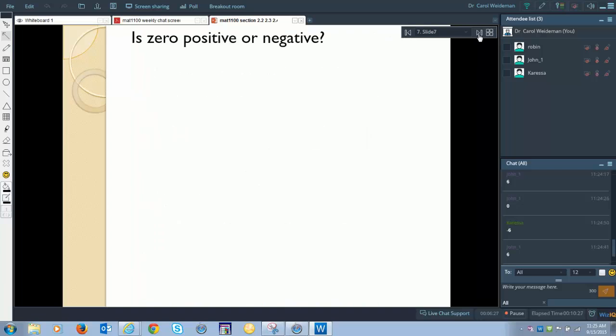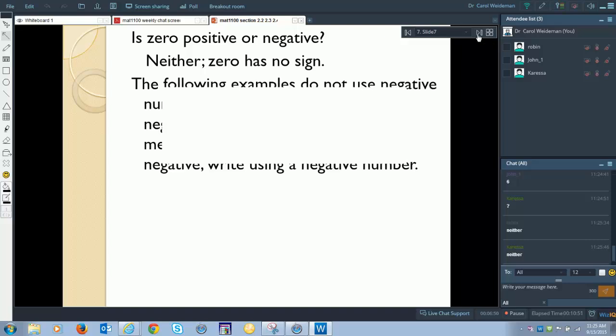Is 0 positive or negative? How about 0? Positive or negative? Very good, Robin. It's neither. That's correct. It doesn't have a sign. Remember that number line we had on the prior slide. 0 sits right in the middle. And that's kind of where you start when you're plotting and finding things on a number line. You start at 0. It doesn't have a sign.